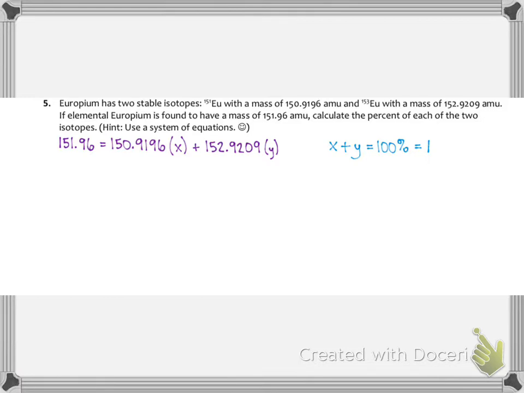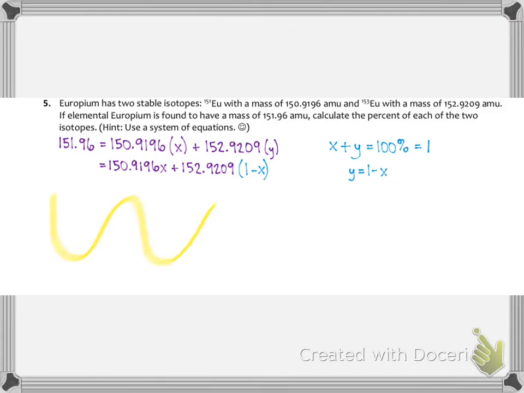So now we just need to solve for x or y, whatever we want to substitute for. And then we can plug back into our original equation and do lots of mathy math. So all I have to do now is do the algebra to solve for x, to find my percent abundance of the one isotope, and then plug into the second equation for x to solve for y, to find the percent abundance of the other isotope.